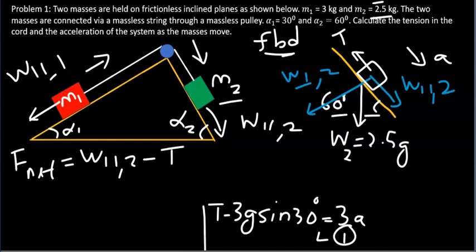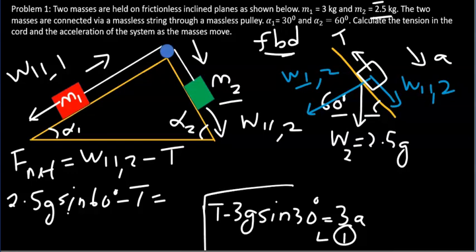Now W parallel 2 we have shown it to be 2.5 g times sine of the inclination angle, which is 60 degrees, minus T. So that's your net force. And according to Newton's second law, this net force must be the same as mass of m2, which is 2.5, times the same acceleration. So both m1 and m2 have the same acceleration. So this is equation 2.